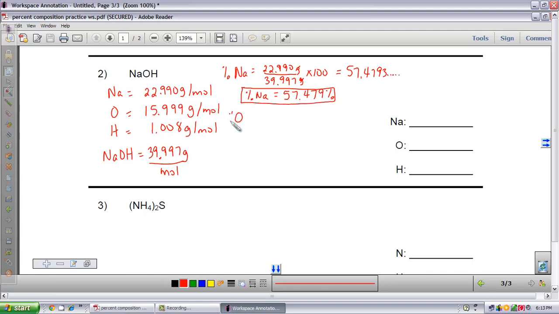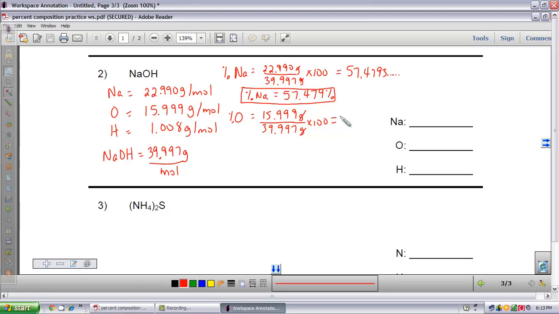If you look at oxygen, the percent oxygen is 15.999 divided by the total, which is 39.997. Both of these were grams per mole, times 100. So let's put that in our calculator.